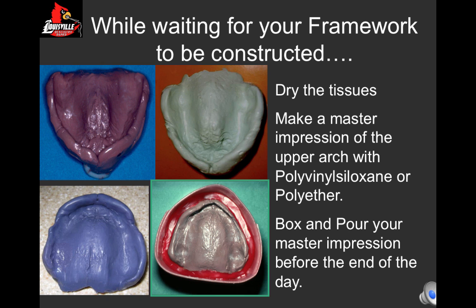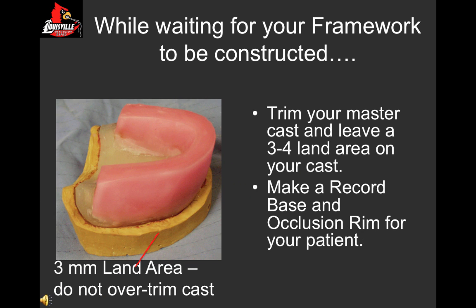Then box and pour your master impression as you were taught in the complete denture class and is shown in the picture. After you separate your impression, trim the master cast back to the land area. Do not over-trim by eliminating that land area.